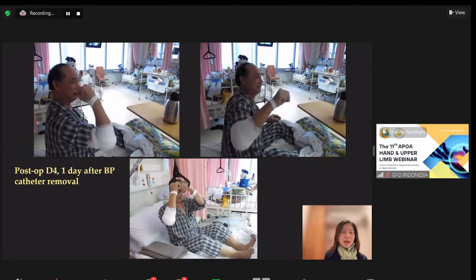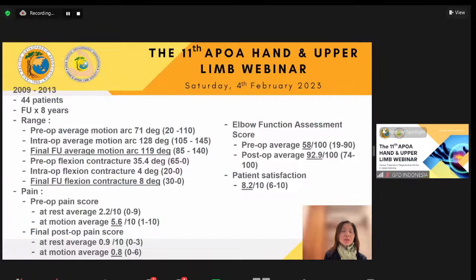Between 2009 and 2013, 44 patients underwent elbow arthroscopic release with a follow-up of 8 years, and the preoperative range of motion was 71 degrees and improved to 128 degrees, and the elbow flexion contracture improved from 35 degrees to 4 degrees. All patients had improvement in pain, with an average improvement from 5.6 to 0.8 over 10. The elbow function assessment score also improved from 58 to 92.9, and the patient satisfaction score was 8.2 over 10.